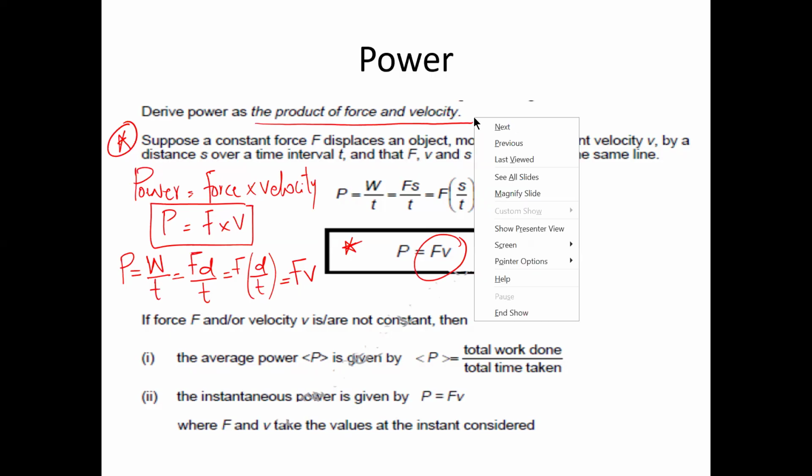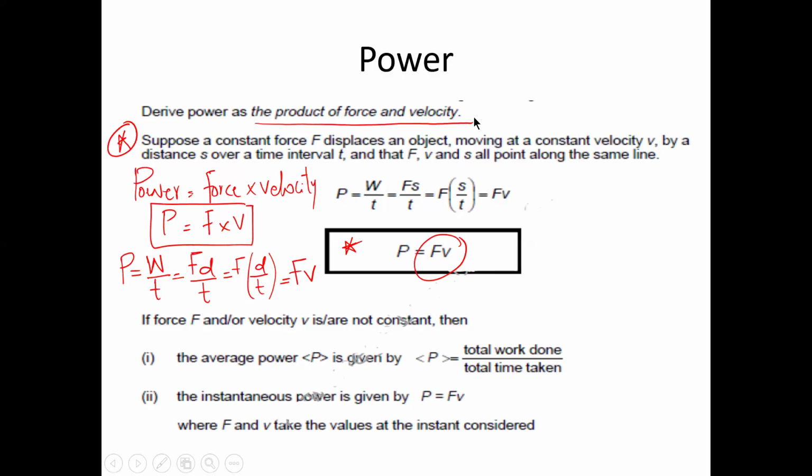Yes, guys, everyone is with me. So we have another formula for power. Power is equal to force multiplied by velocity. If you multiply force with velocity, that will be equal to power. So power is equal to force multiplied by velocity, F into V.